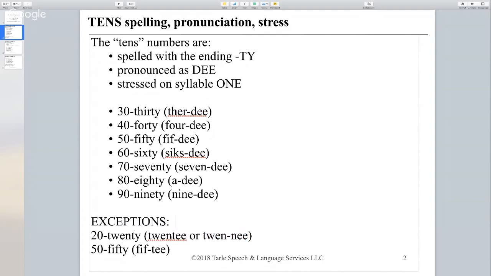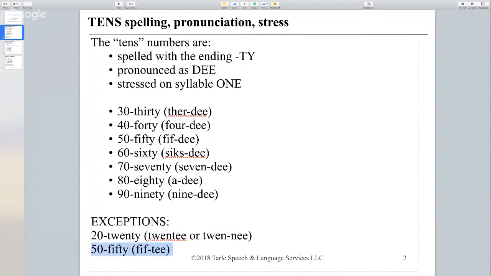Okay, so let me try those both. 20, 20. Okay, I say 50, but I do hear people say 50 with the T sound. And the reason is that this sound is voiceless. So we're going to follow that voiceless sound with the voiceless sound with the T. So let's try the exceptions. 20, 50.